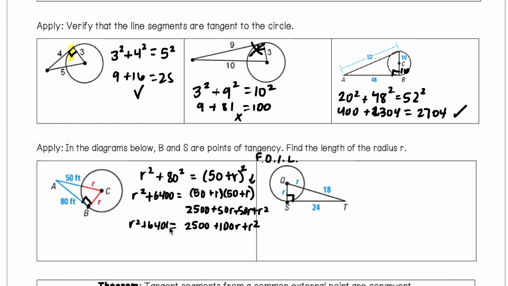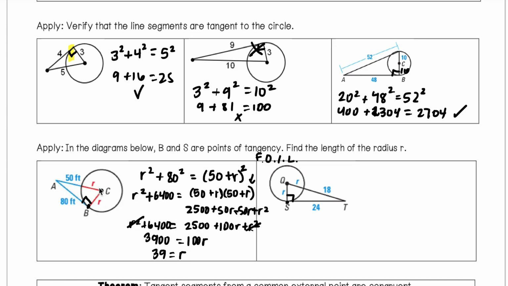So what I'm going to do is subtract r squared from both sides. When I do that, I'll just be left with this expression. I've gotten rid of r squared from each side, so now we can just subtract 2500. And when we do that, we're left with 3900 equals 100r. We'll divide each side by 100, so 39 will equal r.